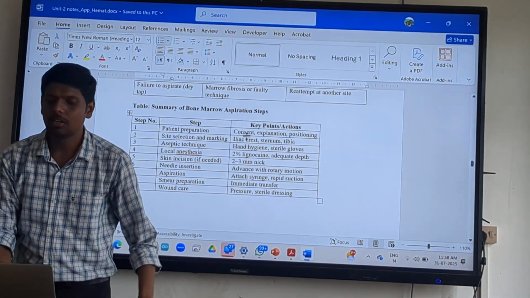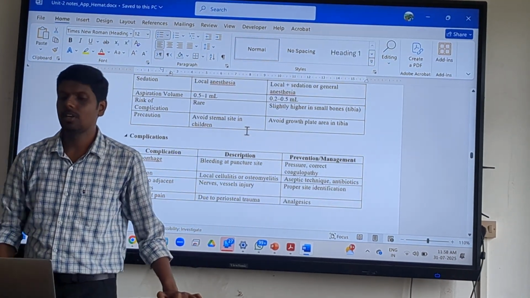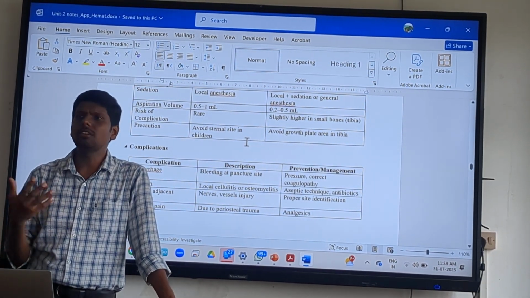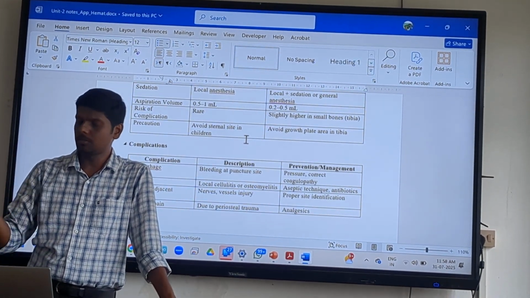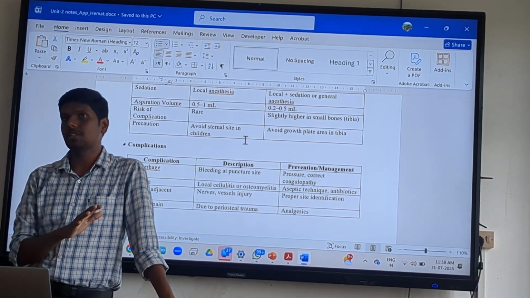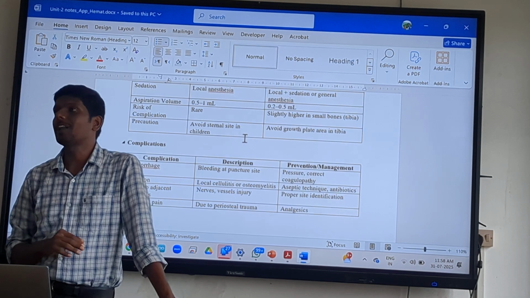Then we also saw a few more things, such as complications. Some of the post-procedural complications include infection, damage to the nearby organs or components, and persistent pain in the patient. So this is all about bone marrow aspiration.